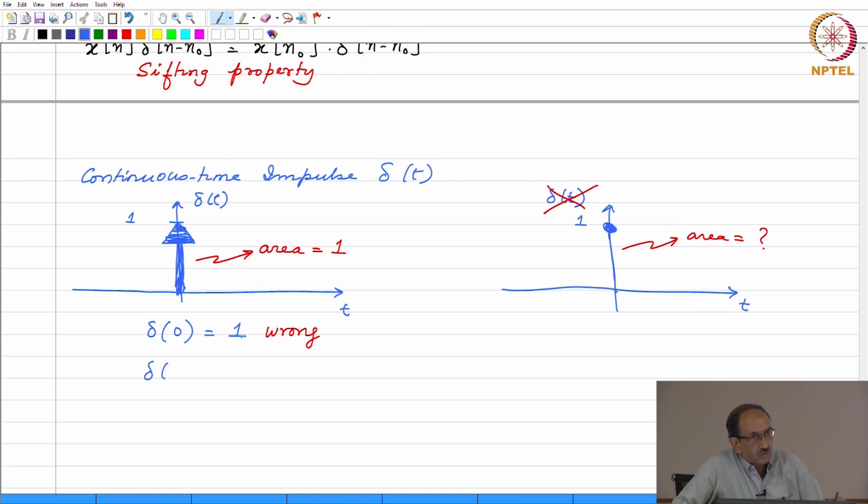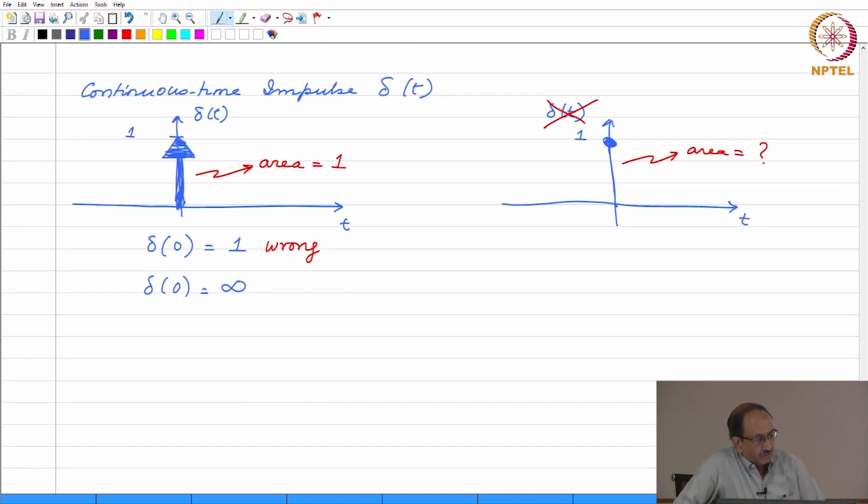So, delta of 0 being 1 is wrong. Then what is delta of 0? Not defined. Okay. Any other choices? Infinity. Infinity is a good number. Okay. 0 also is a very good number, by the way. But except when it appears on your test paper, it is a profound number. So, delta of 0 is infinity. Okay. We are not sure whether this is indeed true.